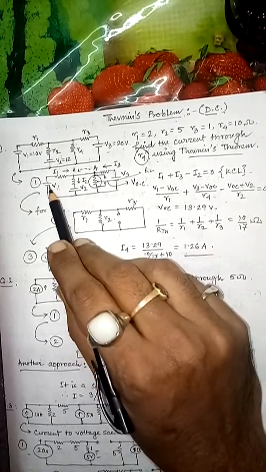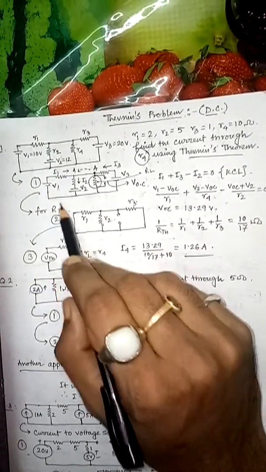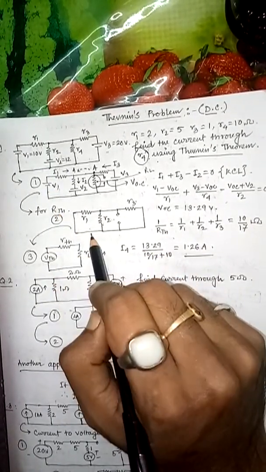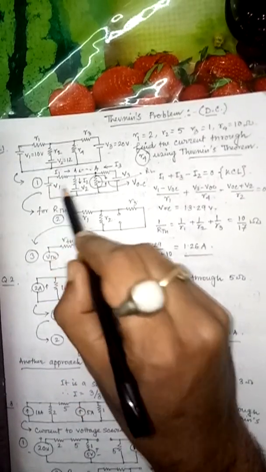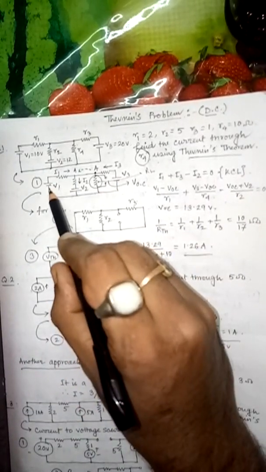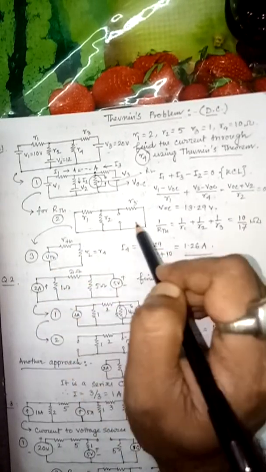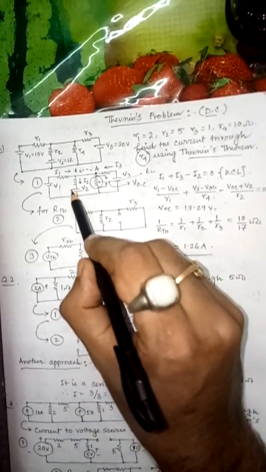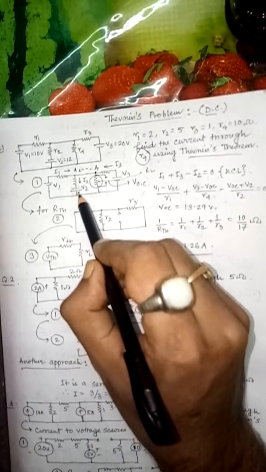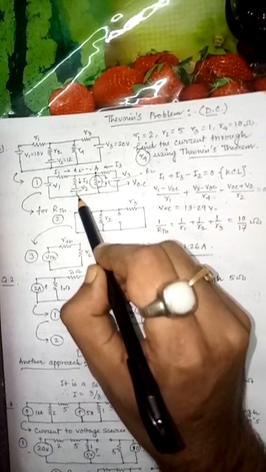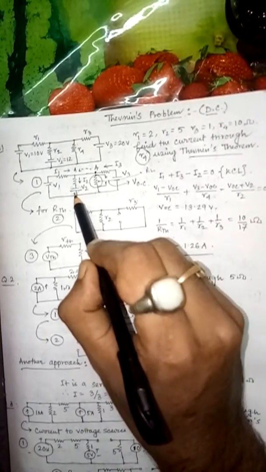Now, whenever you are getting that RTH for this calculation, the voltage source must be shorted, and if current sources are there, they must be open. Here it is a voltage source, so it is shorted.